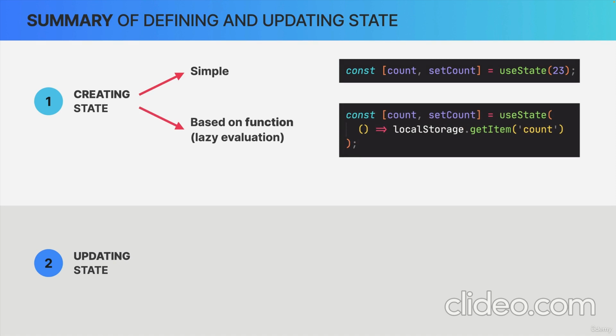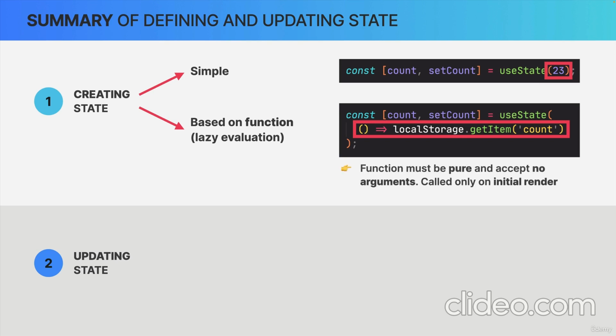So whenever the initial state depends on some computation, for example, reading data from local storage, we can pass in a callback function like this instead of just a single value. And this process is sometimes called lazy evaluation. Now, this callback function is only called on the initial render of the component. So on subsequent re-renders, it will simply be ignored.